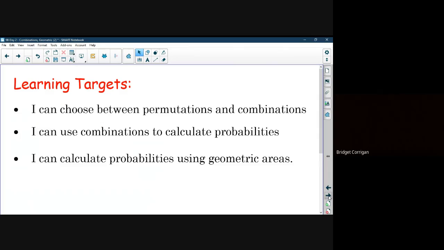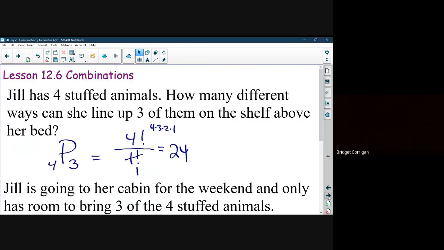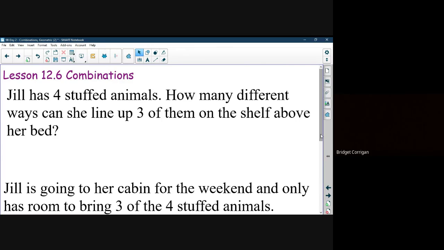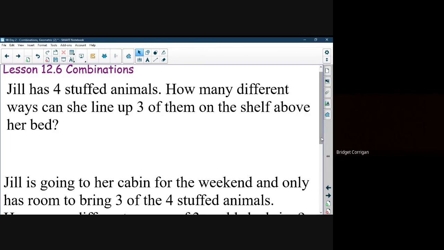All right, so we're going to choose between permutations and combinations today. We're also going to use combinations to calculate probabilities. And we're going to calculate probabilities using geometric areas. Those are our learning targets for today. So to begin with, I have to clear all these out here. Okay, so to start with, this is a little bit of a review from yesterday.